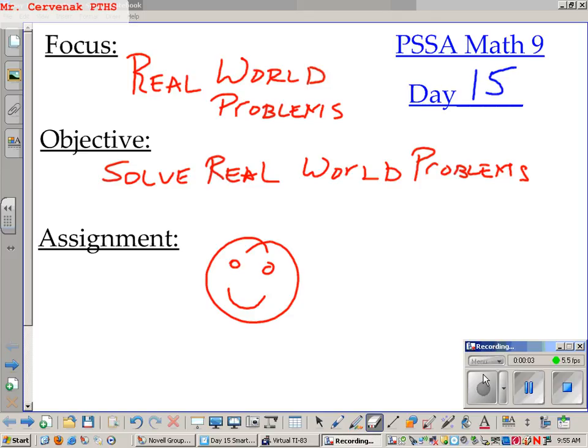Welcome to PSSA Math 9. This is the class notes from day number 15, solving real-world problems. This will be the last subunit in our numbers and operations unit in the course.